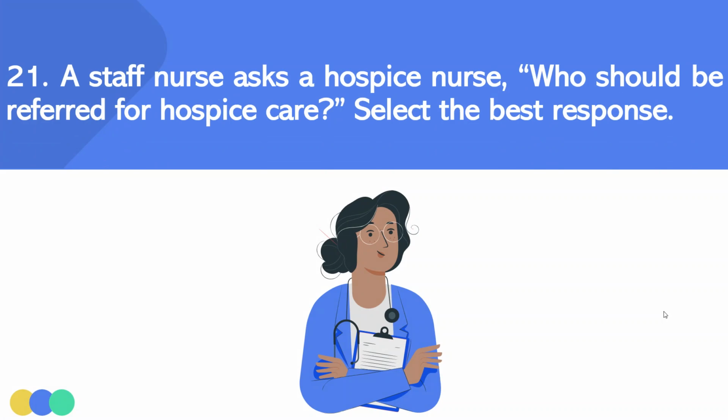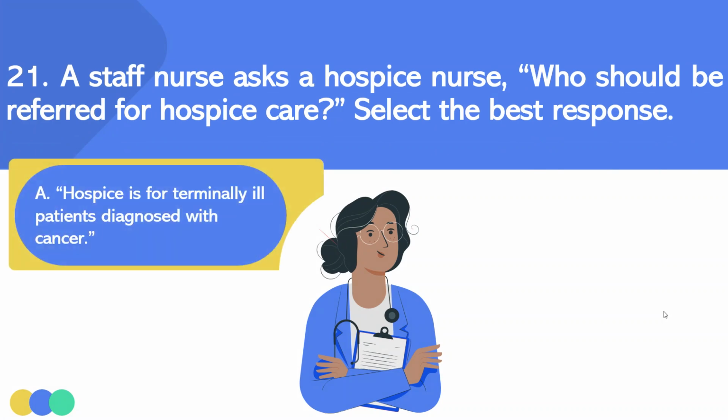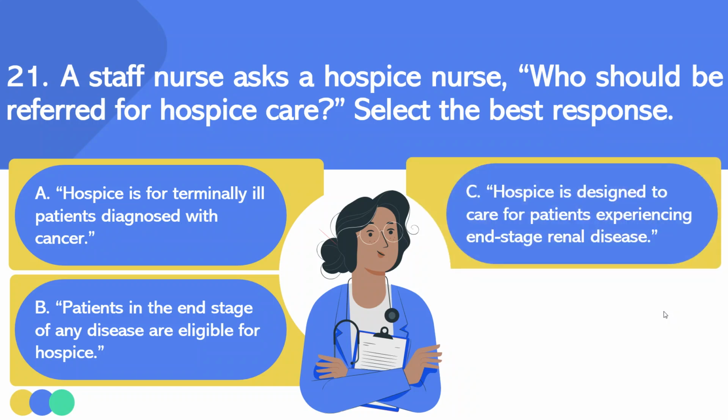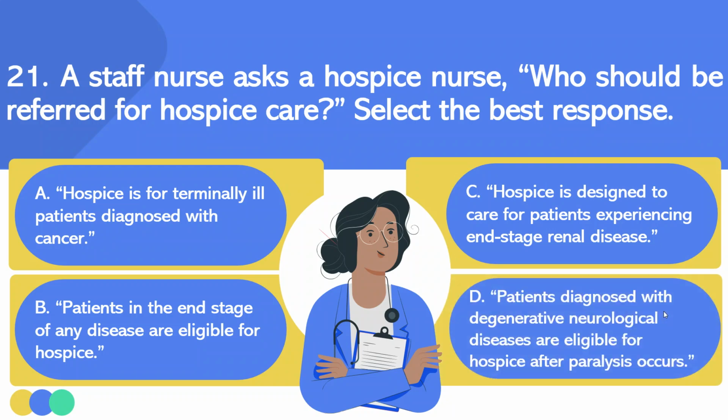A staff nurse asks a hospice nurse who should be referred for hospice care. Select the best response. A. Hospice is for terminally ill patients diagnosed with cancer. B. Patients in the stage of any disease are eligible for hospice. Or C. Hospice is designed to care for patients experiencing end-stage renal disease or patients diagnosed with degenerative neurological diseases are eligible for hospice after paralysis occurs.